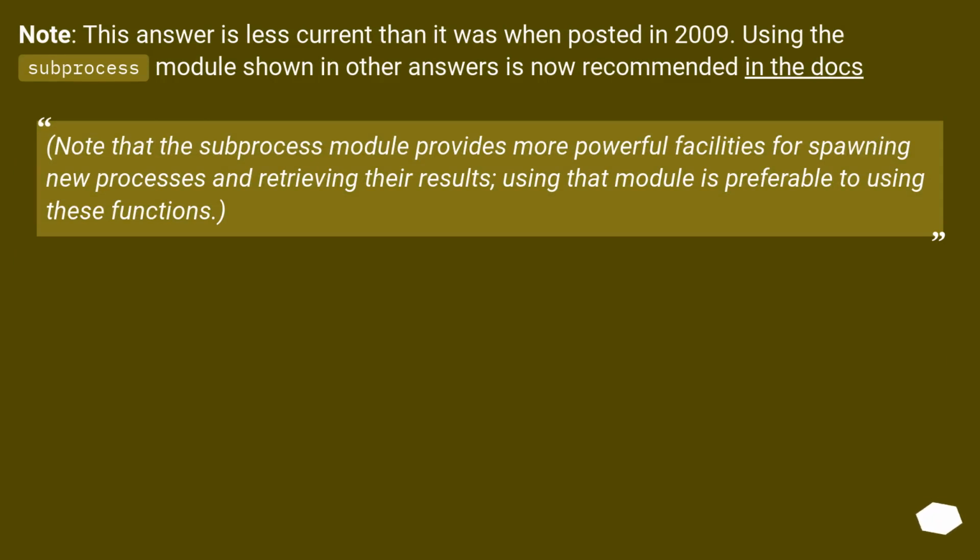Note, this answer is less current than it was when posted in 2009. Using the subprocess module shown in other answers is now recommended in the docs. Note that the subprocess module provides more powerful facilities for spawning new processes and retrieving their results. Using that module is preferable to using these functions.